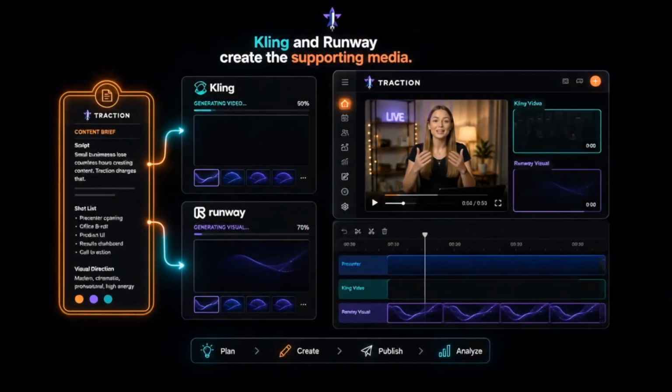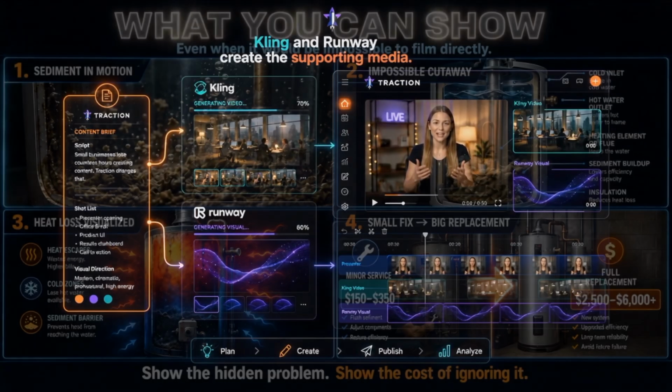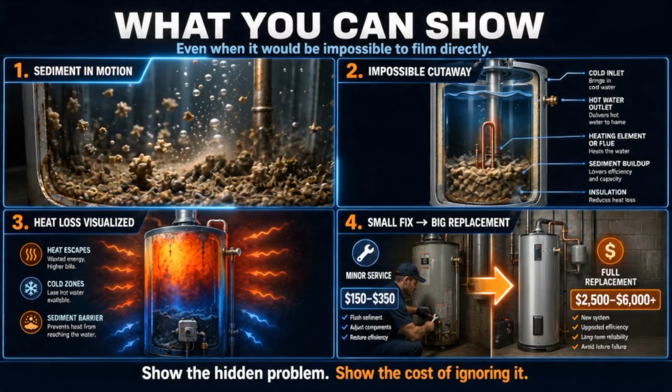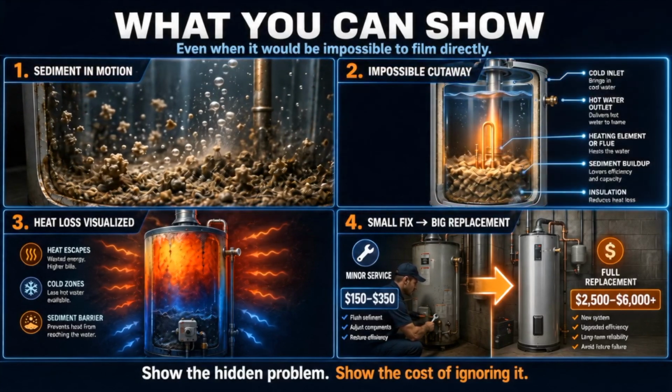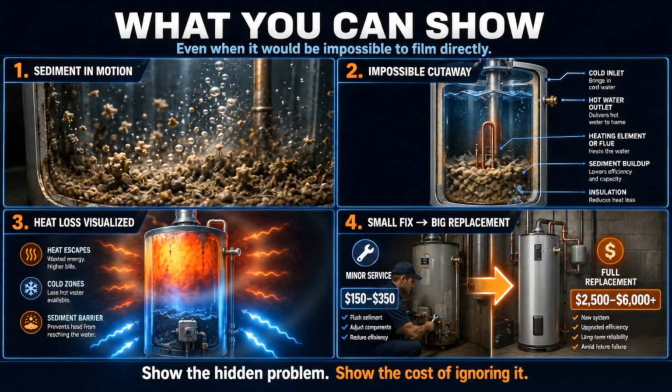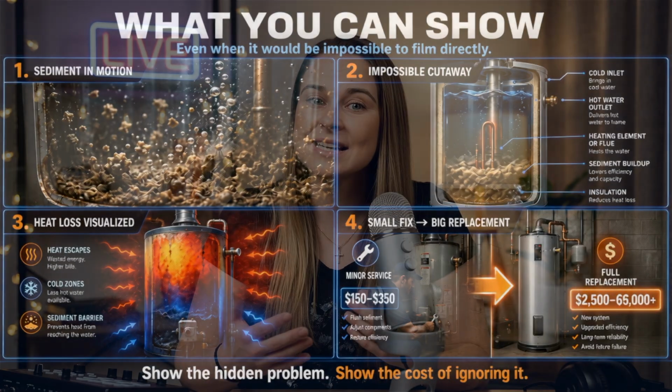Kling can create still assets and reference-based visuals. Runway can turn those ideas into motion. The system might generate a close-up of sediment moving through the tank, a transparent cutaway that would be impossible to film, a dramatic visualization of heat loss, or a transition from a minor service cost to a full replacement. Those are scenes a local business would rarely have the time, equipment, or budget to produce.